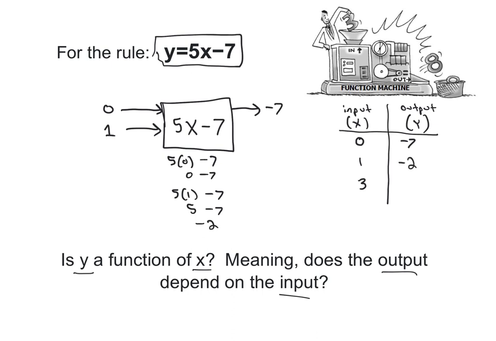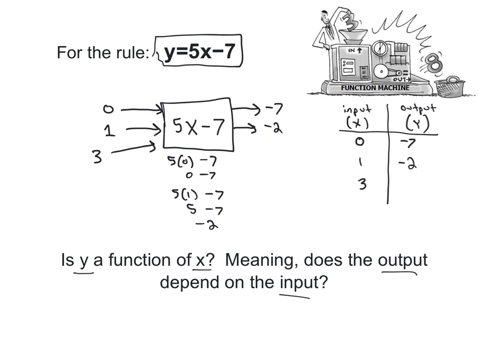There's one unique output for that input. There's nothing that could happen to put a 1 into our machine and get any number out other than -2. And lastly, let's try a 3. We put a 3 in.